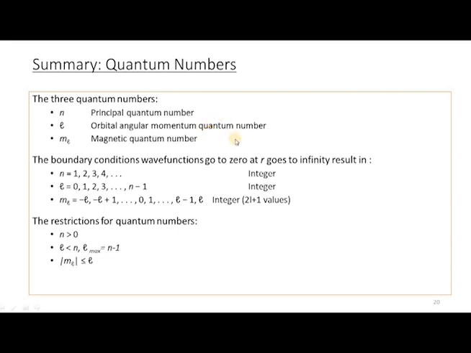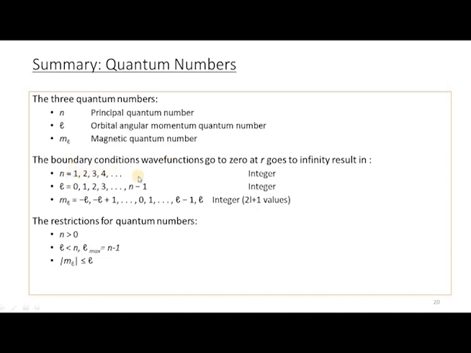Lz is equal to ml h cross, where ml can take 2l plus 1 values, 0, plus or minus 1, up to plus or minus l. And the boundary condition for the wave function determines what values these quantum numbers can take.